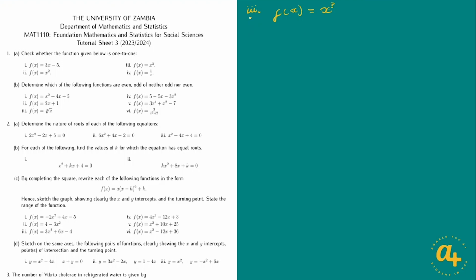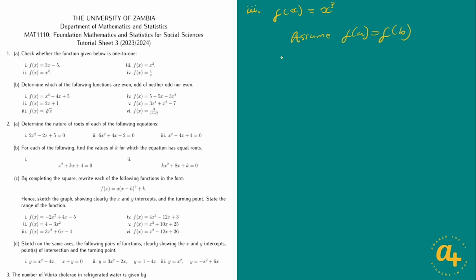Our next question is Roman numeral 3, which is f of x is equal to x cubed. And just like we did with our previous two questions, we are going to assume that this function is producing two identical outputs, or we're going to assume that f of a is equal to f of b.